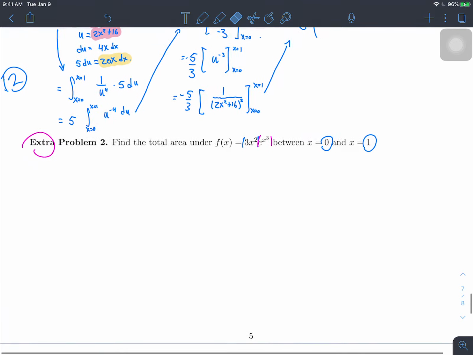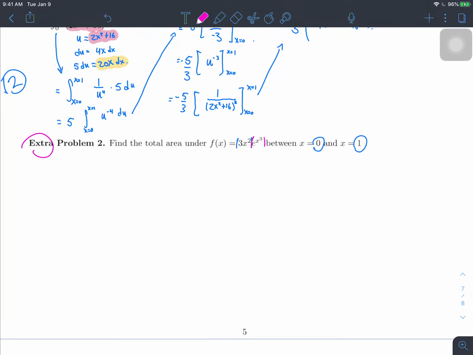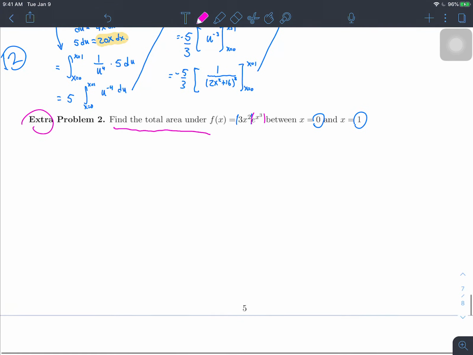Okay, and as I should, because the question really lists find the total area under this function. Right, so if you read something like that, you should assume that the function lies above the x-axis. Okay. All right.